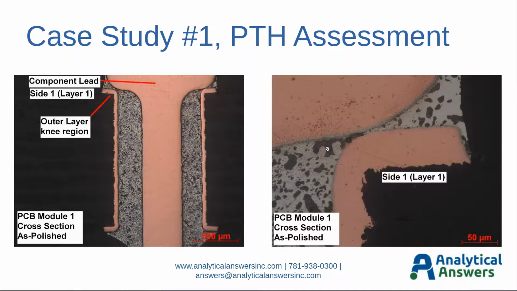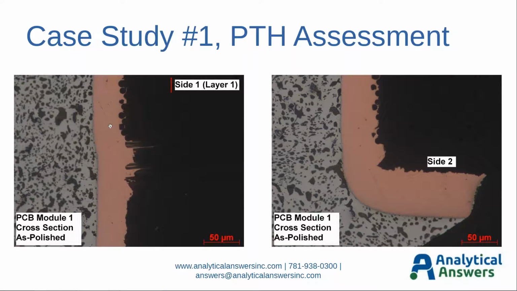On the right hand side, this is a higher magnification image of the side 1 outer layer knee region in the as polished condition. So here we haven't applied any wet chemical etching at this point. It's always recommended that the sample be looked at in the as polished condition prior to any etching. If there were any cracking, etc. at this outer layer knee region, that may be revealed in this as polished condition.